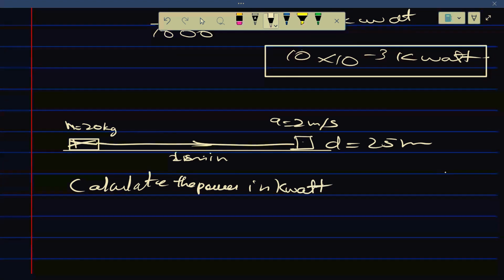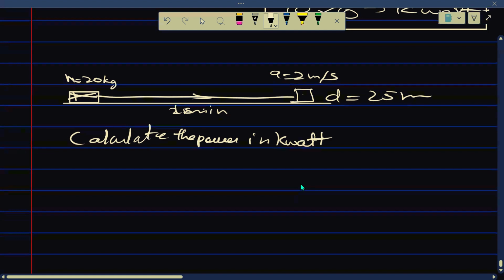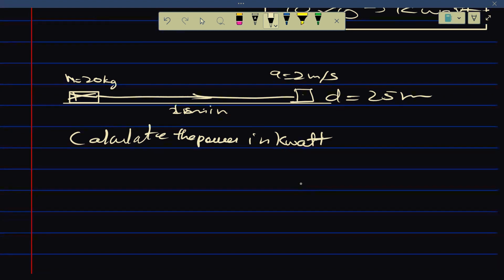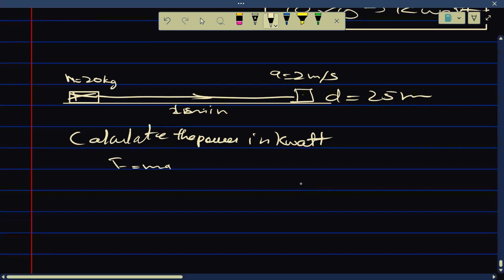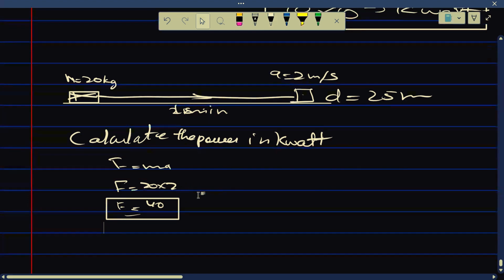So how do we calculate? First, we have to calculate the force F. F is equal to MA, right? So F is equal to 20 times 2, and hence it will be 40. This is how we write it; first we calculate F.